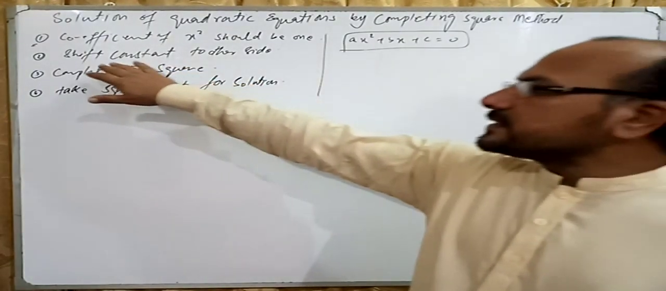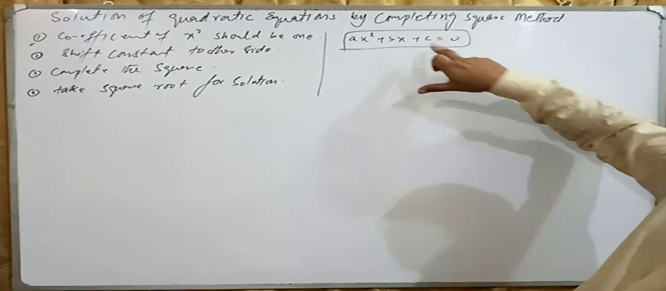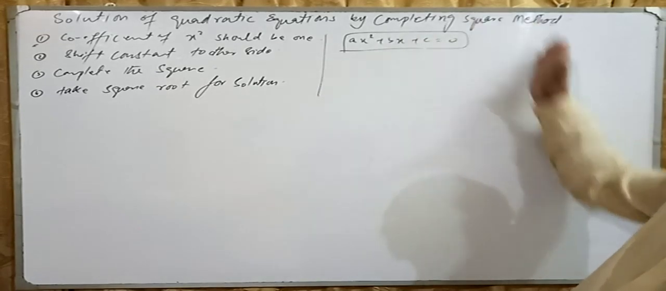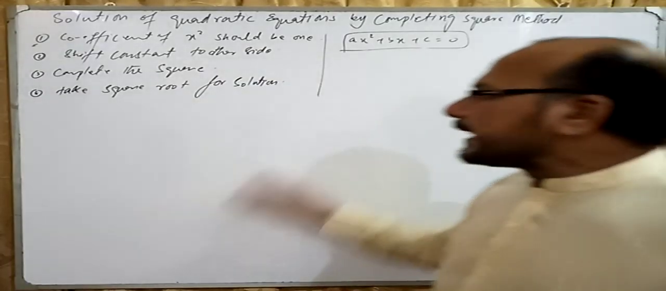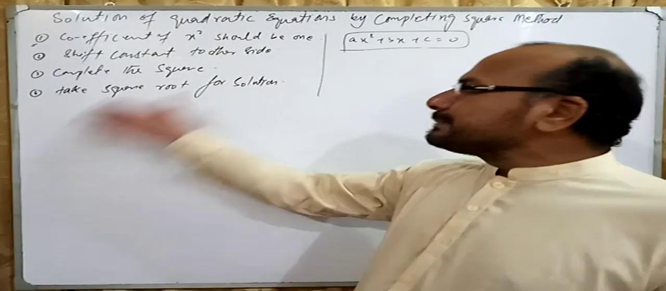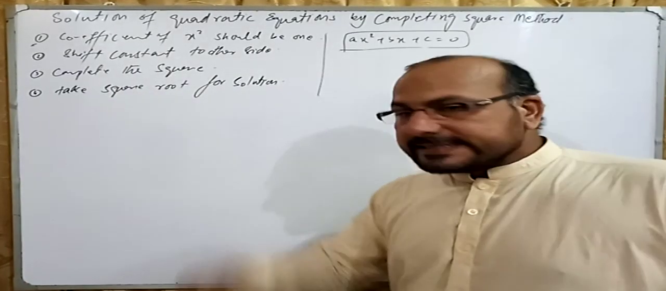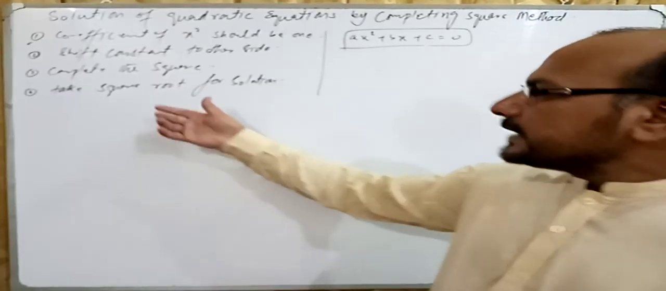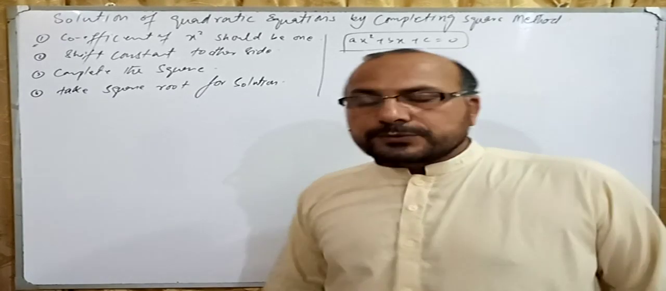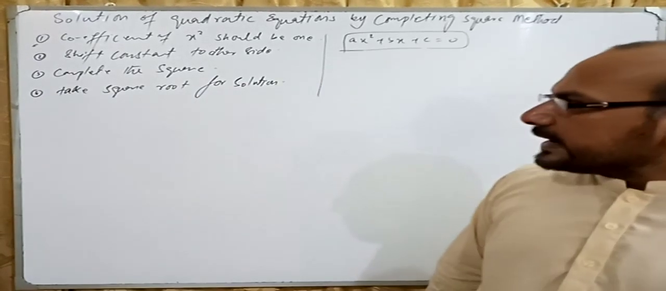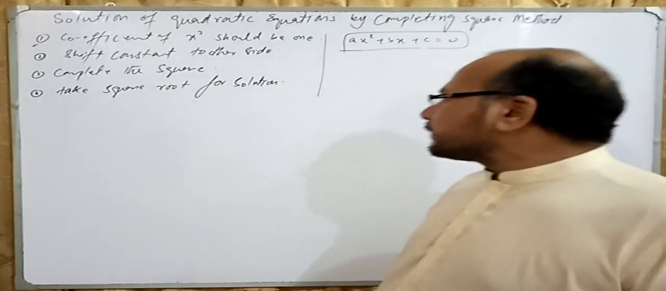The second one is to shift the constant to the other side. The constant term should be shifted to the other side of the equation. And the third one is to complete the square. Then you have to complete the square on the left hand side. The fourth one, at the end, after completing the square, is to take the square root to find the solution of the equation.